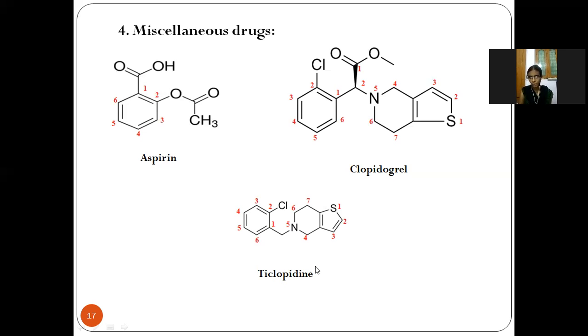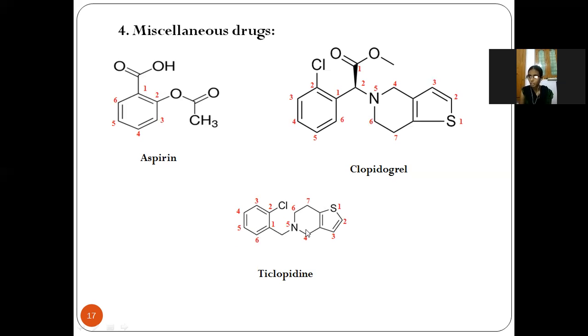Next drug is ticlopidine. If you see here, this is the structure of the thiopyridine. To the thiopyridine at the fifth position, one methyl group is present. So to that methyl group, 2-chlorophenyl is attached. See here in the second position, the chlorine atom is attached to the phenyl structure. So it is named as 2-chlorophenyl.